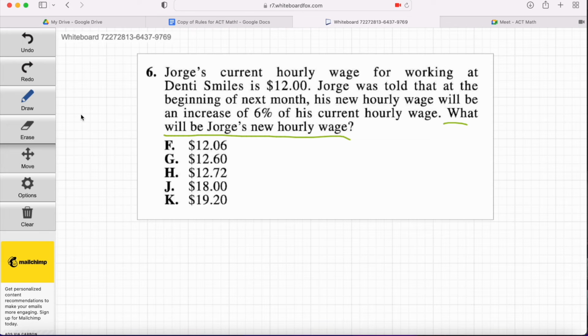Pretty basic. So just looking at the answer choices, I think we can get rid of a couple answer choices that we know are just too big of an increase, once you realize that 6% isn't a huge increase. What two answer choices can we get rid of right off the bat? I would say J and K.